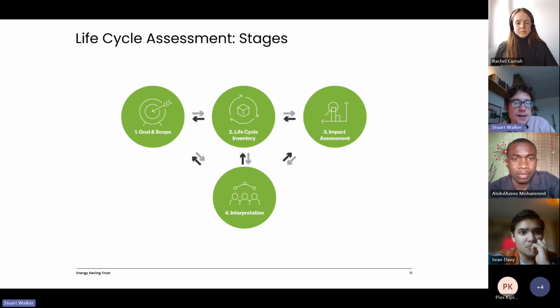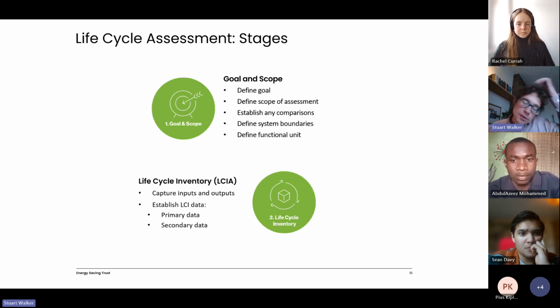In terms of actually doing a life cycle assessment, I won't go into too much detail here, but there are four key steps really. So I'll just talk through those quite quickly. So goal and scope is the first step. We need to define the goal. We need to look at what the aim of our life cycle assessment is.